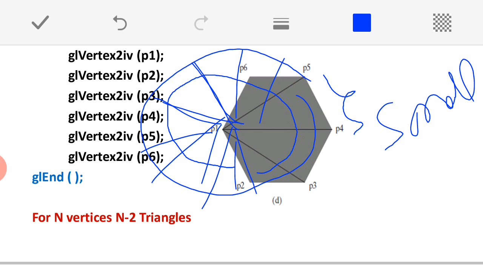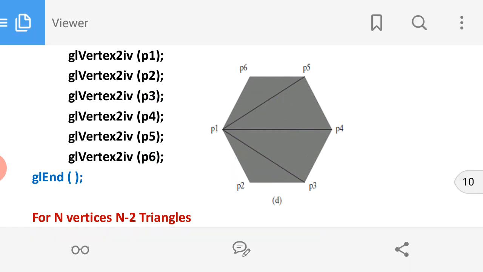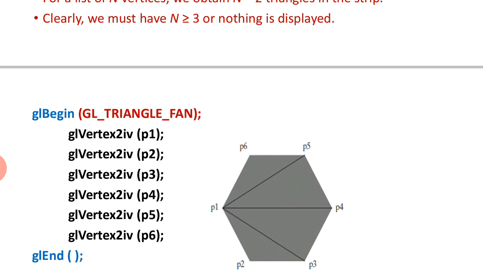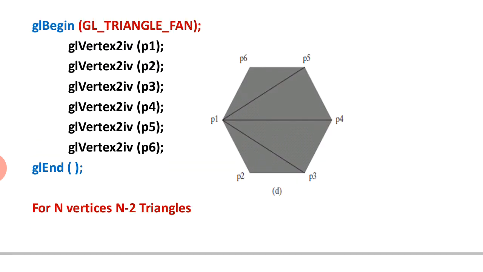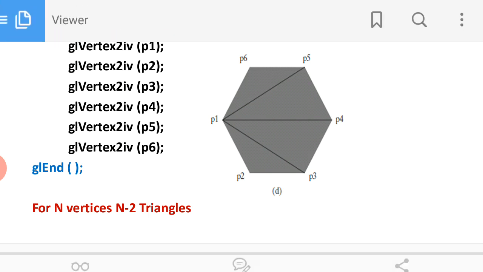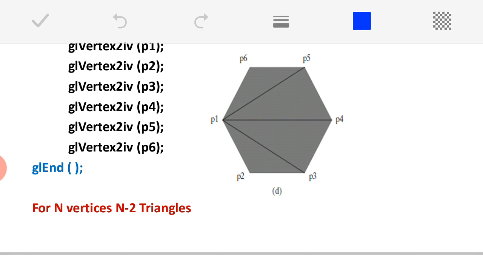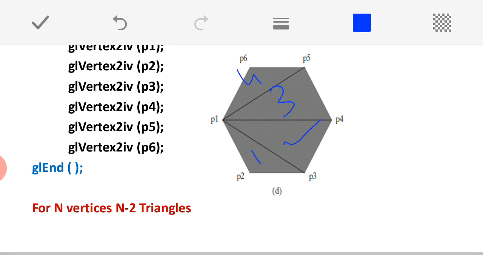Most of the time, while creating such kinds of objects, we normally use this symbolic constant, GL_TRIANGLE_FAN. And generally, for n vertices, here I am using 6, n minus 2 triangles will be created. So 6 minus 2 is 4. Here you can observe 1, 2, 3, 4 triangles that we get for 6 vertices.